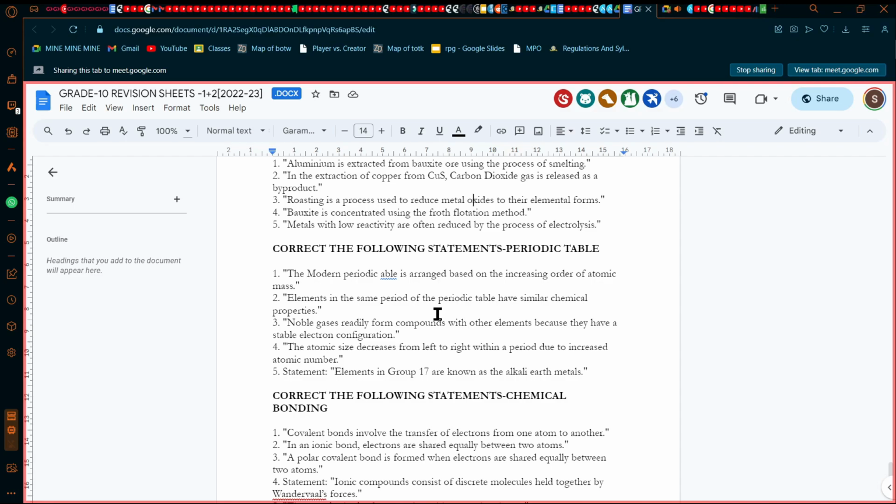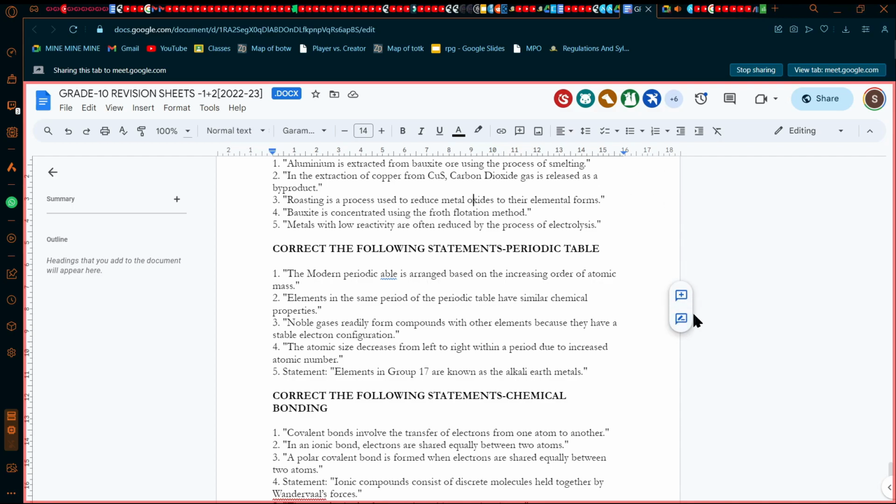Current periodic table based on atomic number. Elements in the same group have similar properties. Second one. Now third one. Noble gases readily form compounds with other elements.